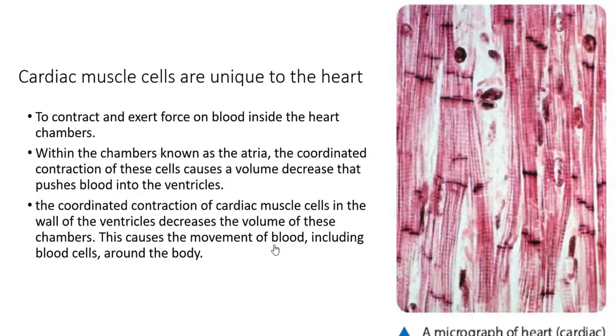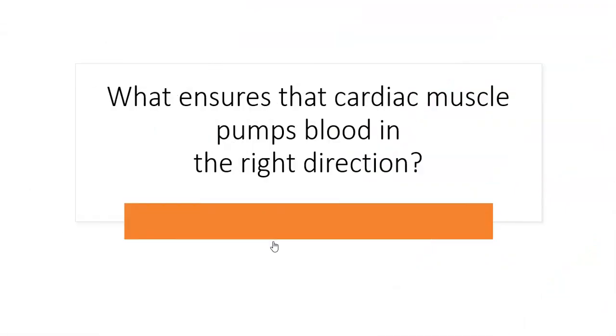Not only does it pump to the body, but the cardiac muscle cells, even from the atrium to the ventricle, also have an important role for all these movements of the blood and the circulation. What ensures that cardiac muscle pumps blood in the right direction? What do you think?